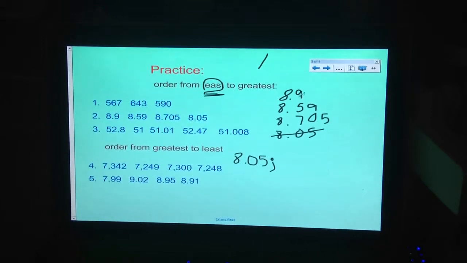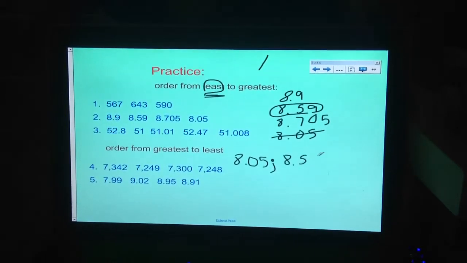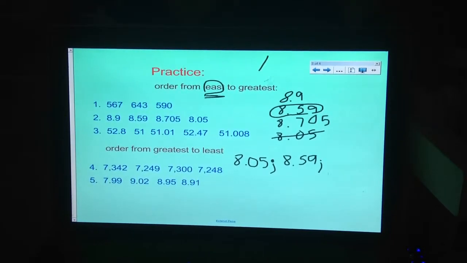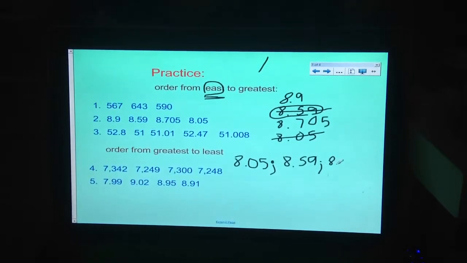If I look again, I'm still in the tenths place. And my next smallest one is going to be this number right here. So I would list that next. And again, I'm going to use a semicolon or a slash, cross it off. The next smallest number is the 7 because that's smaller than the 9.